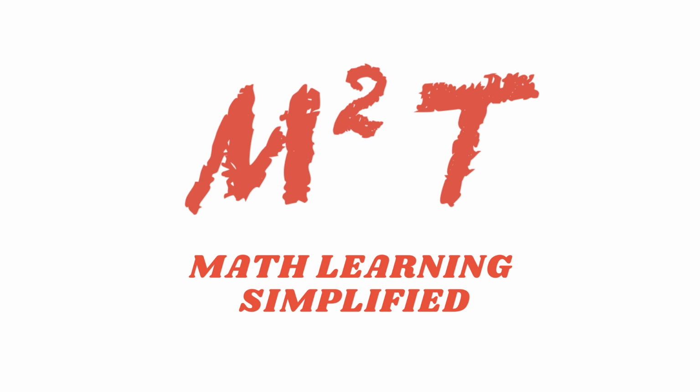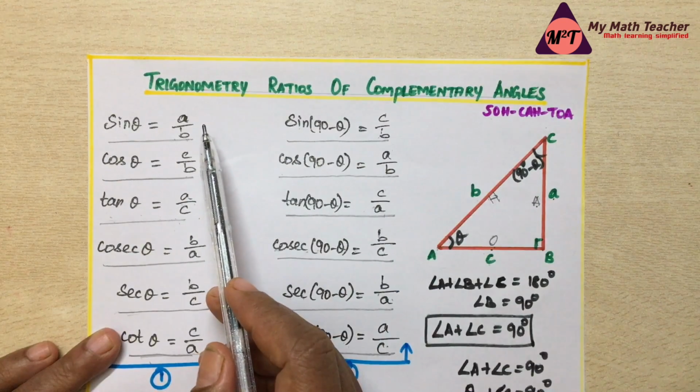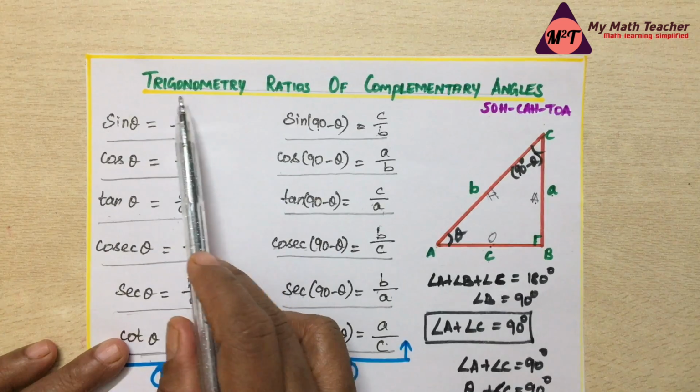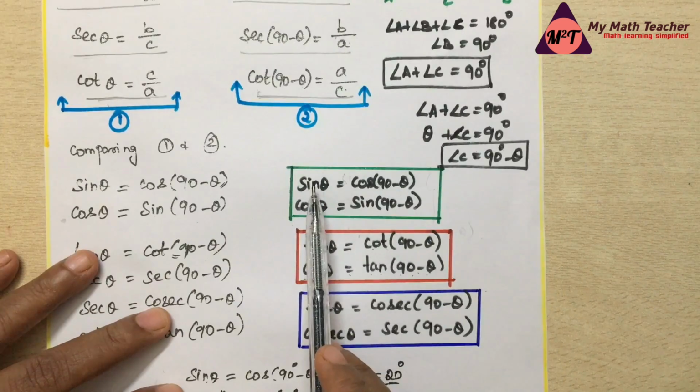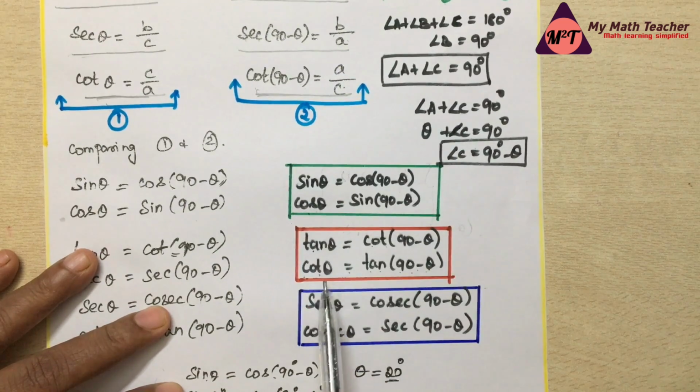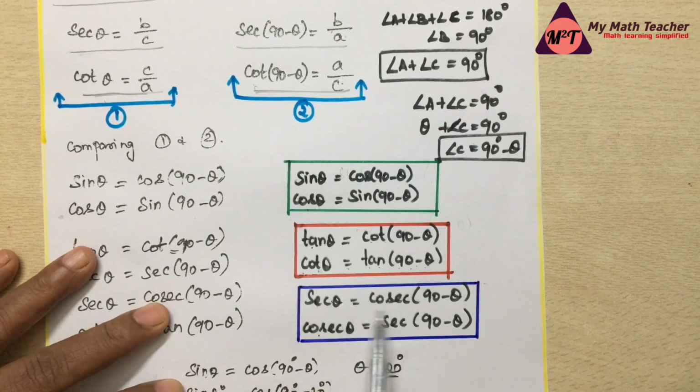In this video, I am going to solve question number 3 to 7 from the exercise 8.3. The chapter is trigonometry for class 10 students from NCERT syllabus. You must be aware of the fact this exercise is based on the topic trigonometric ratios of complementary angles, where sine and cos are complement to each other, tan and cot are complement to each other, and secant and cosecant are complement to each other.